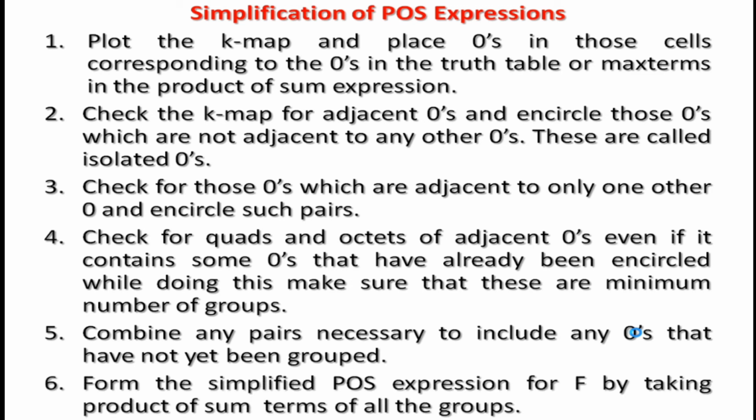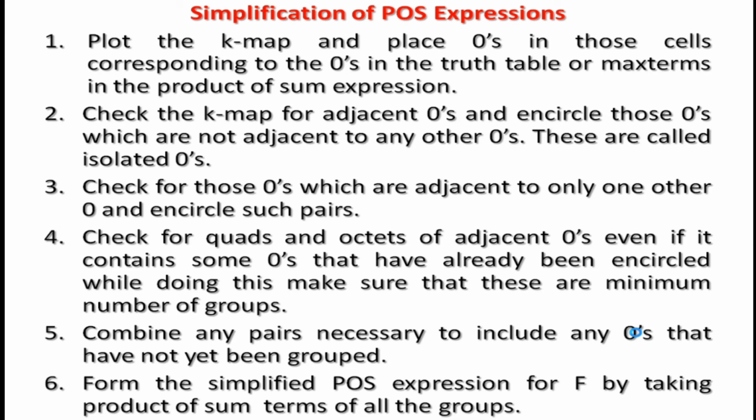And finally, form the simplified product of sum expression for the function f by taking the product of sum terms of all the groups. So these are some of the generalized procedures for the simplification of product of sum expression. So here, instead of making the group of ones, we have to make the group of zeros. Each group of zeros results in a sum term and it is nothing but the prime implicate. So these are the techniques which we are using for simplification of the product of sum expression.